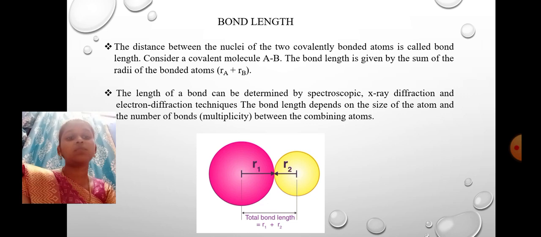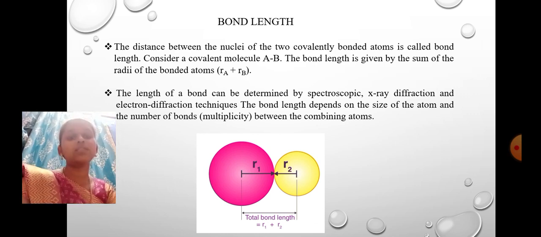What is bond length? The distance between the nuclei of the two covalently bonded atoms is called the bond length. Consider the covalent molecule A minus B. If you see the figure, the bond length is given by the sum of the radii of the bonded atoms, R1 plus R2.